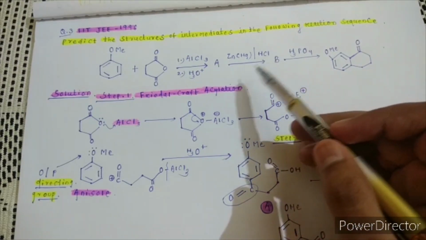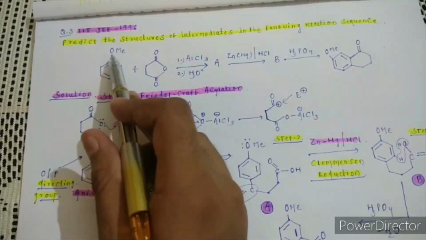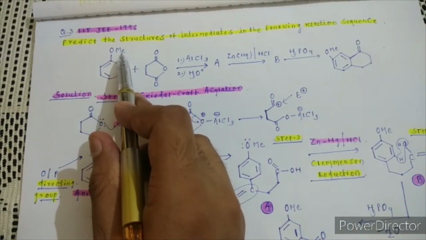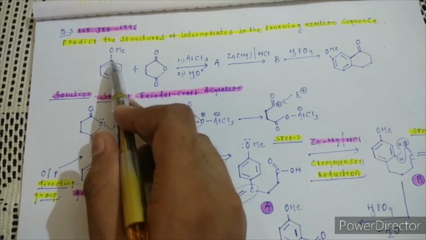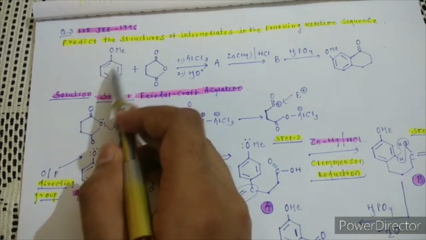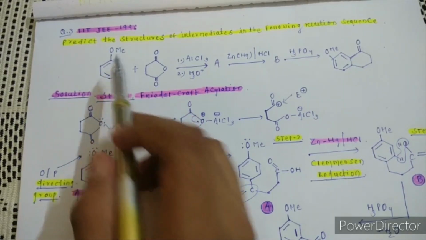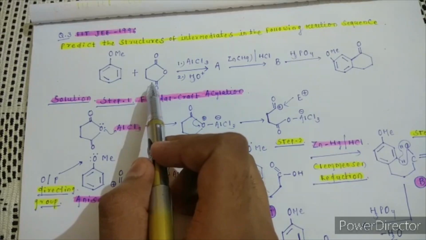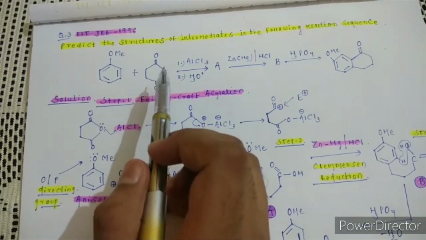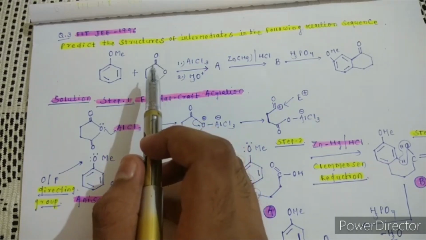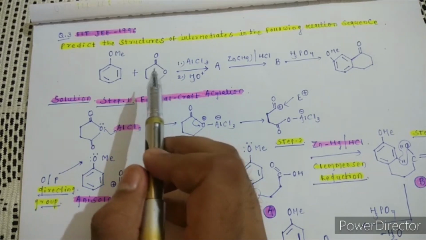Now let us look at the substrate. Here the substrate given is benzene with an OMe group present. This Me group is the methyl group, so oxygen and the methyl group are present on the benzene ring. This compound is called anisole, an ether compound. And this is called a cyclic anhydride compound. Remember, this question is also very, very important, so concentrate on the question.